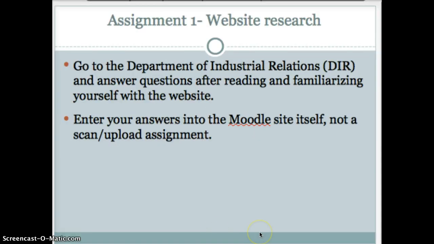So first, I'm going to walk you through the assignments more than just give you a bunch of data, because the materials you're going to be learning are already on the website and inside the assignment. So I'm just going to go over the assignments again. Assignment 1 will be going to the Department of Industrial Relations website and answering the questions after looking around the website and getting familiar with it. And then enter your answers right into Moodle itself. It won't be a scan upload, it's where you insert the text right into Moodle. So that's pretty straightforward, just getting to know the website.